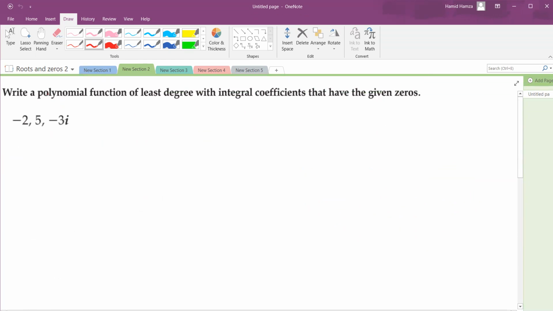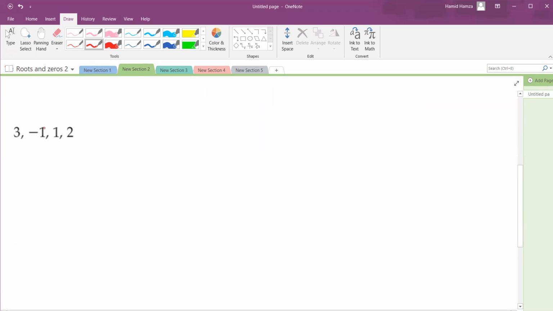So let's take this one for example. It asks you like this: write a polynomial function of least degree with integral coefficients that has the given zeros. So these are zeros or roots. So also, guys, sometimes you may find this in the SAT.